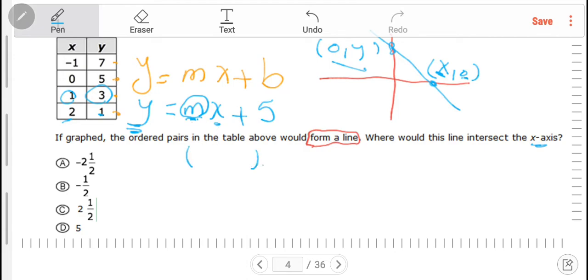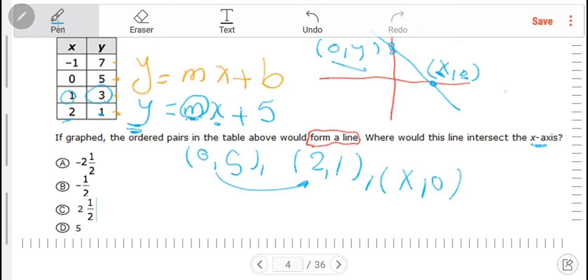Yes, if you have 2 points from the graph or from the table, like (0, 5), like (2, 1), and 1 point called (x, 0), you can find the slope. You know that the slope is the change in y, which is the rise, over the change in x, which is the run. If you can determine the slope directly, use the same slope to determine x after that.